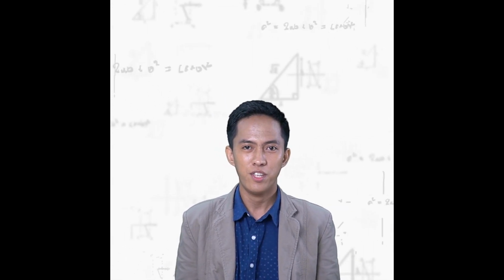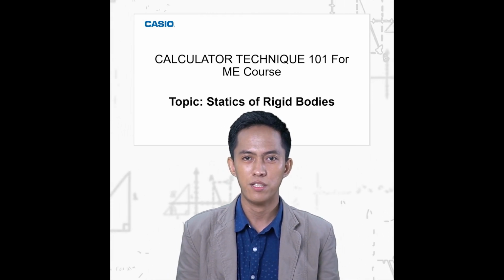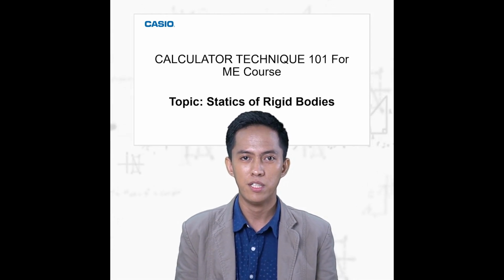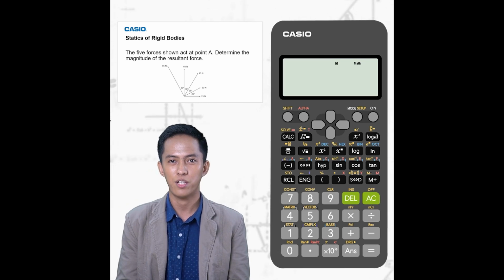In this video, we are going to learn how to utilize the Casio fx-570 Plus 2nd edition in solving problems in statics of rigid bodies. The 5 forces shown act at point A. Determine the magnitude of the resultant force.